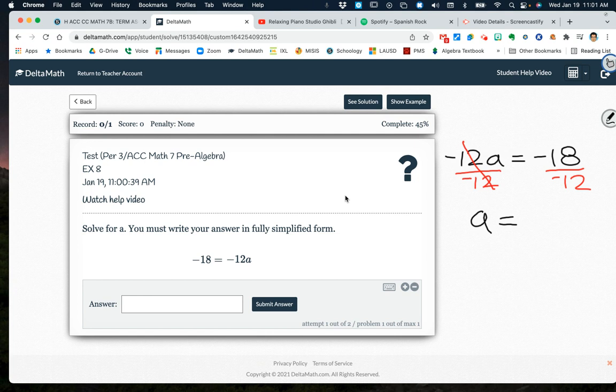I have negative 18 over negative 12. First of all, it's a negative divided by a negative. What does that make? Positive. So I know my answer is going to be positive. Second of all, 18/12. Can I just leave it as 18/12? I could simplify. What can I divide out of 18 and 12? 6. Look for the greatest common factor. So this is going to be 3 halves. Remember, fully simplified.